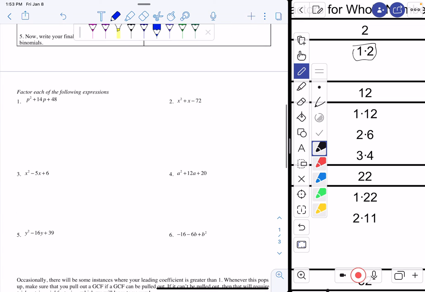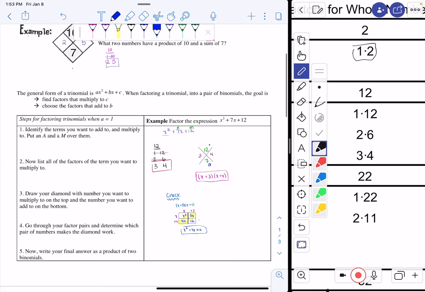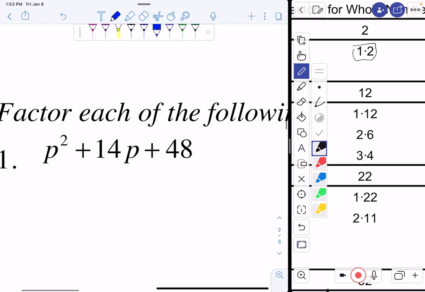All right, now we're going to factor each of the following expressions. So remember, step 1, identify the terms you want to add to and multiply to. Put an a and an m over them. So I want to add to 14 and multiply to 48. So I want to factor p squared plus 14p plus 48.